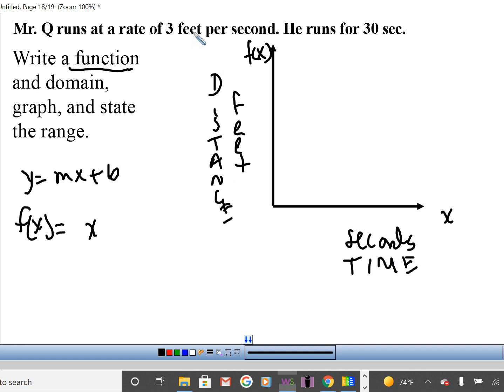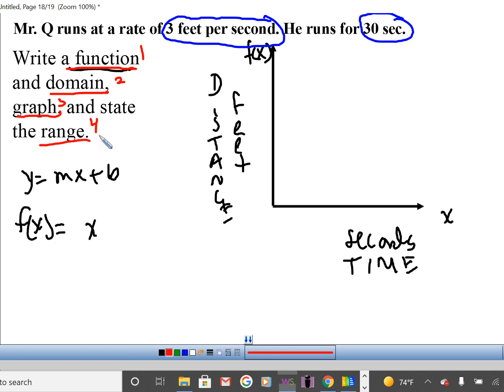Okay, so watch. This is 3 feet per second. So let me use my acronym. I'm going to circle important numbers. The 3 feet per second is important, and the 30 seconds. I'm going to underline what they're asking me to do. I need to write a function, 1, domain, 2, graph, 3, and range, 4.